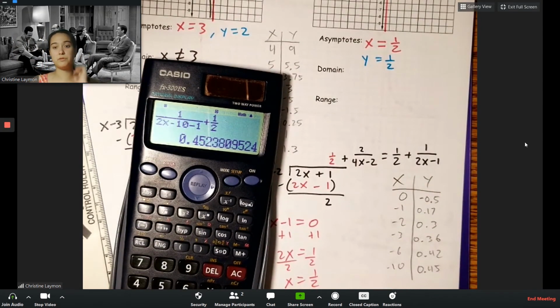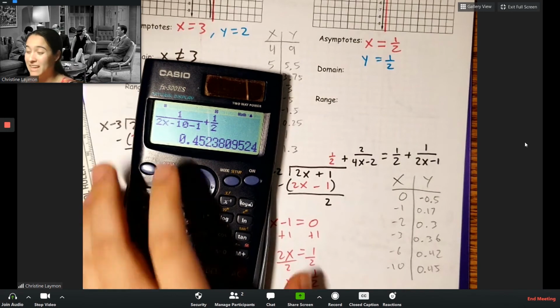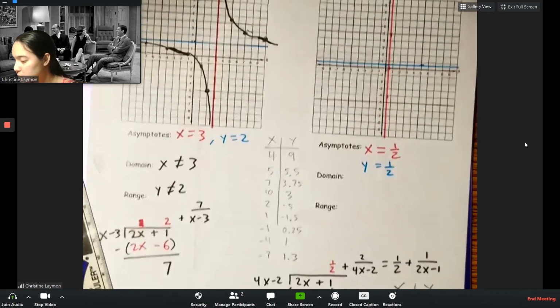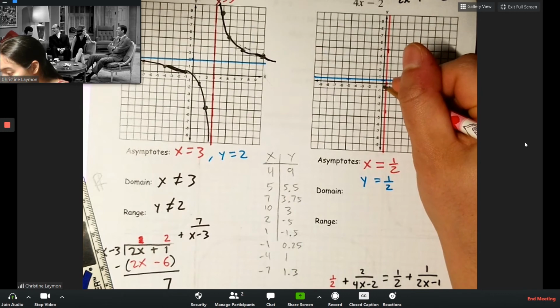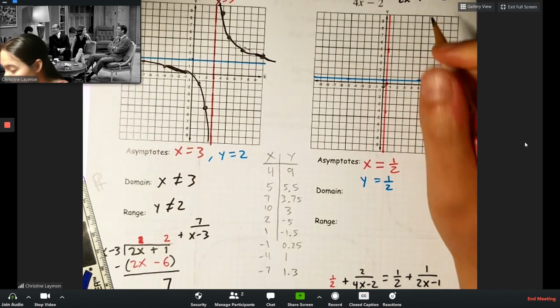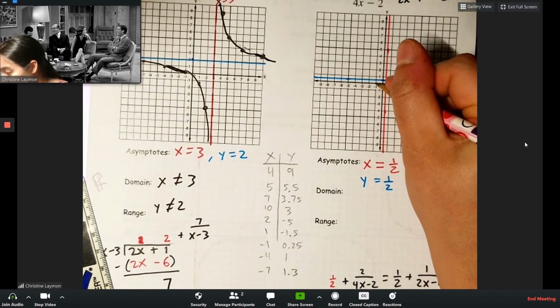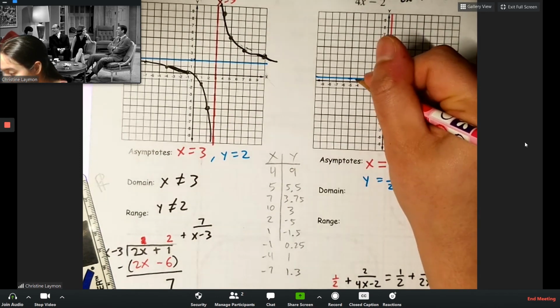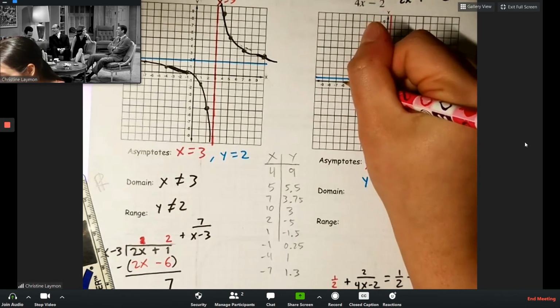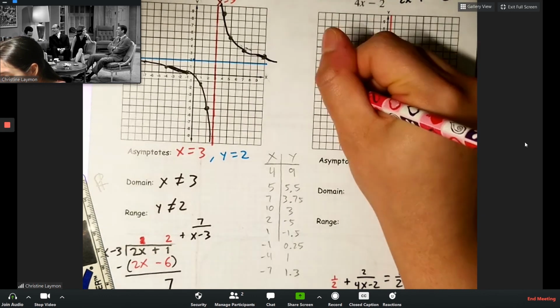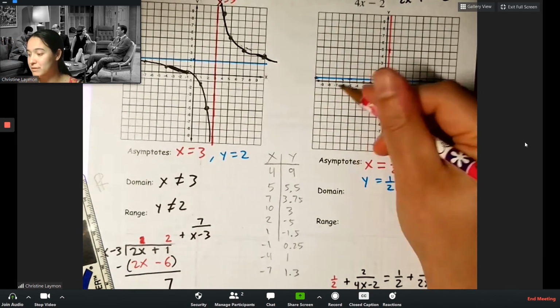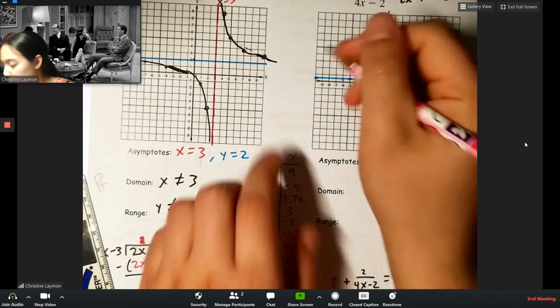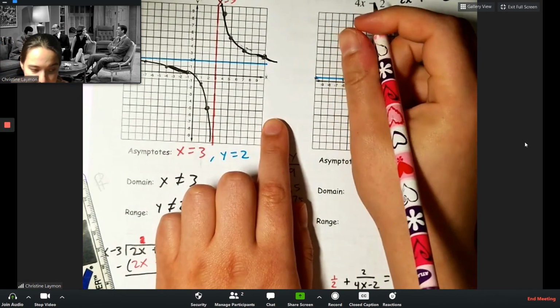So let me go ahead and put those values on the graph as best I can. Again, you'll notice here that it's not going to be very pretty. So 0, -0.5. So that's right there. Then I have -1 at 0.17. I have -2 at 0.3, 0.42, 0.45. So again, -6 is at that 0.42. -10 is at 0.45. So this one is frankly quite an ugly graph. So I'm going to try to sketch that as best I can here.